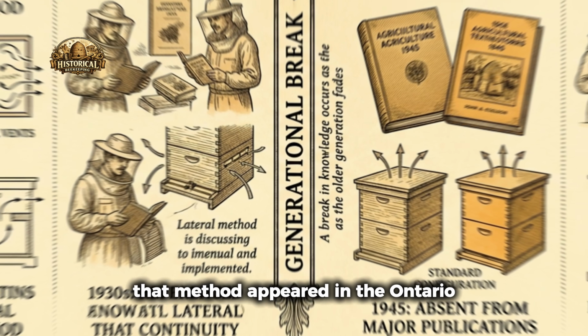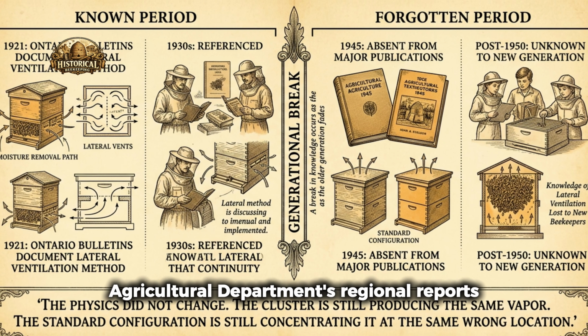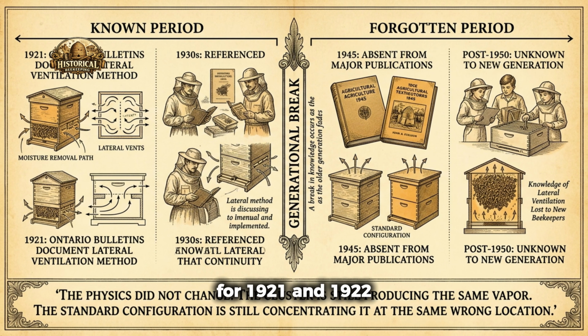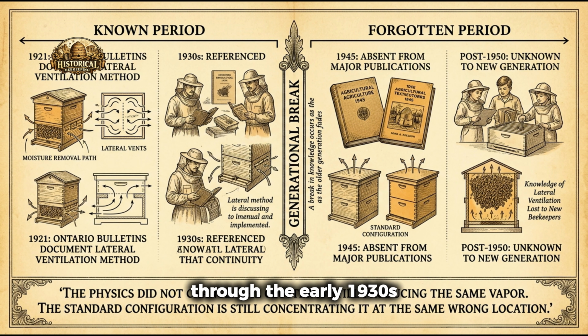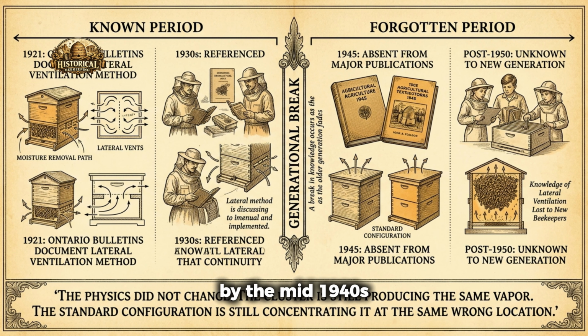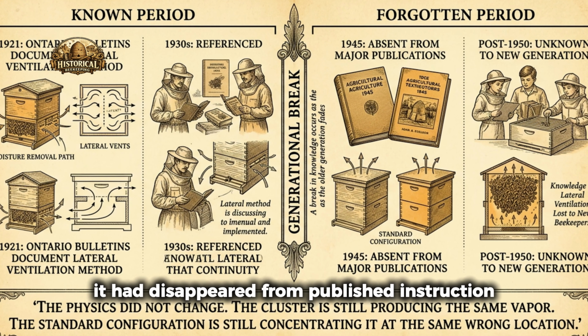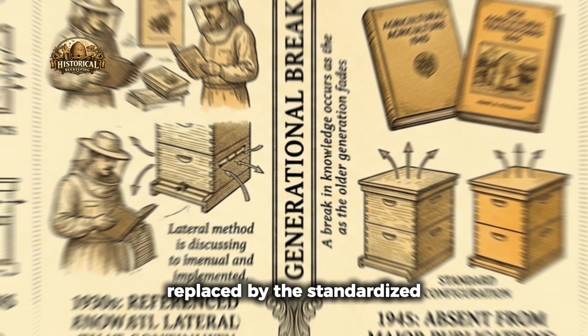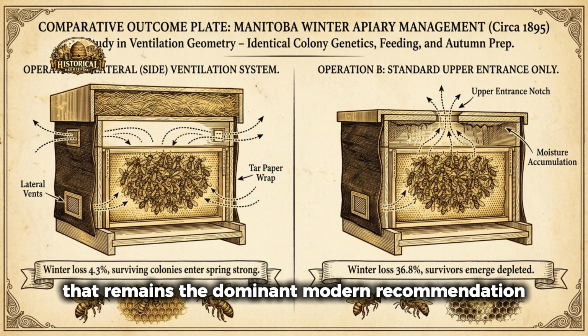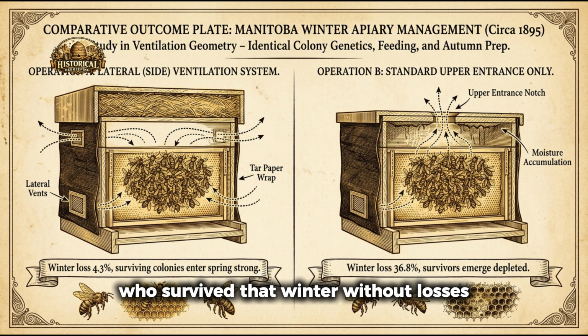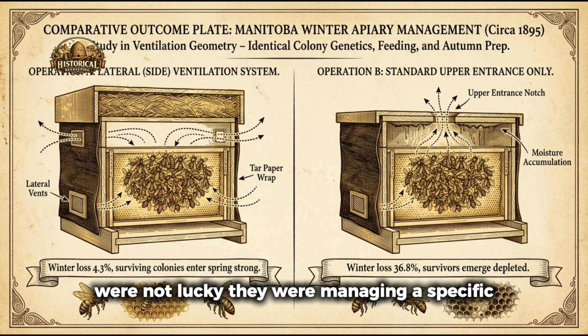That method appeared in the Ontario Agricultural Department's regional reports for 1921 and 1922. It was referenced in provincial extension bulletins through the early 1930s. By the mid-1940s, it had disappeared from published instruction, replaced by the standardized upper entrance ventilation approach that remains the dominant modern recommendation. The 8 Manitoba producers who survived that winter without losses were not lucky.